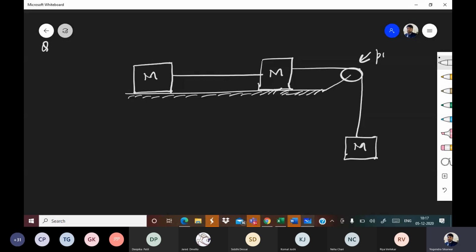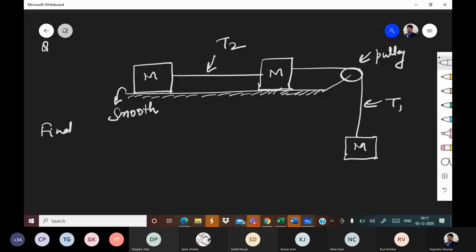So this is a pulley. This is smooth. Basically, the surface is smooth. All three masses are equal. Tension here is T1. Tension here is T2. So the question says, find the acceleration of the blocks, and number two, the tension in the strings T1 and T2. Please find quickly.